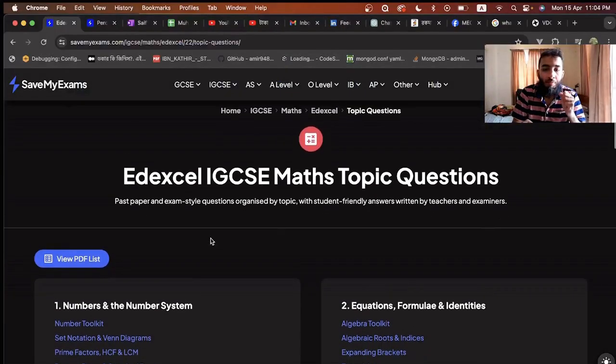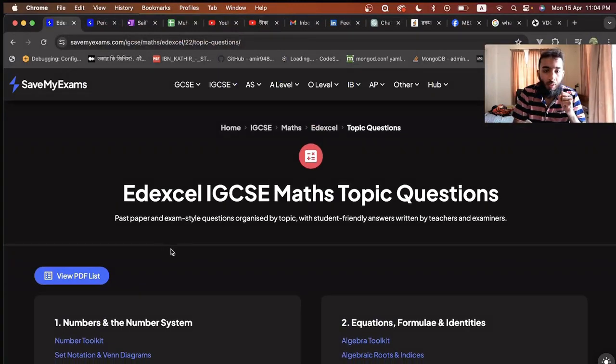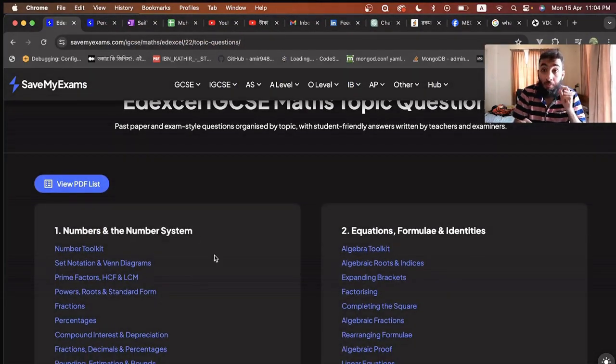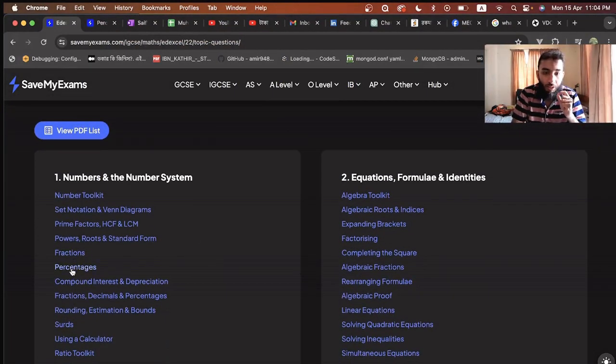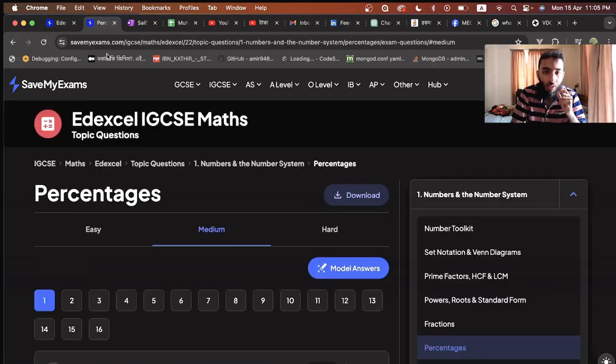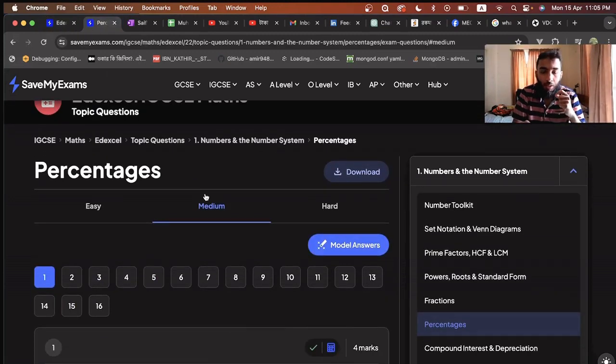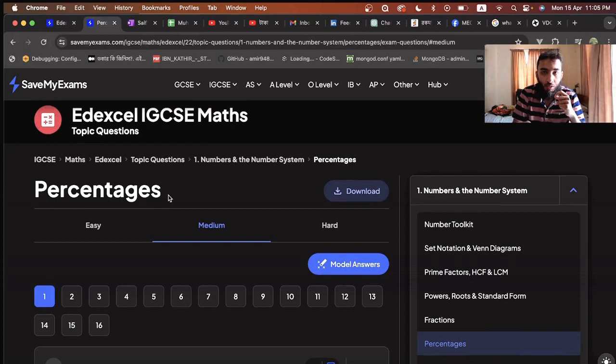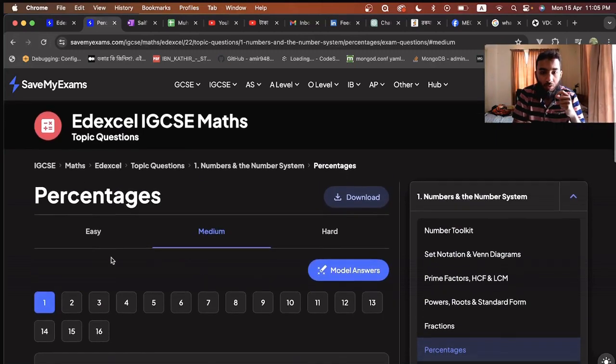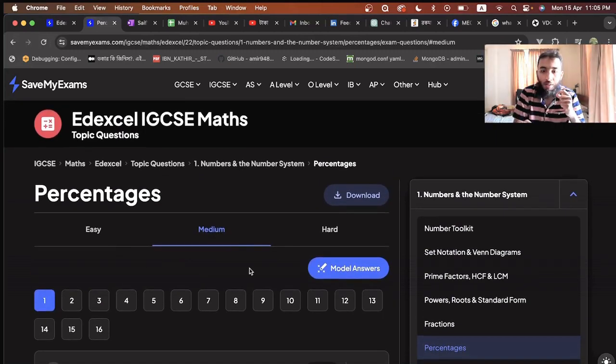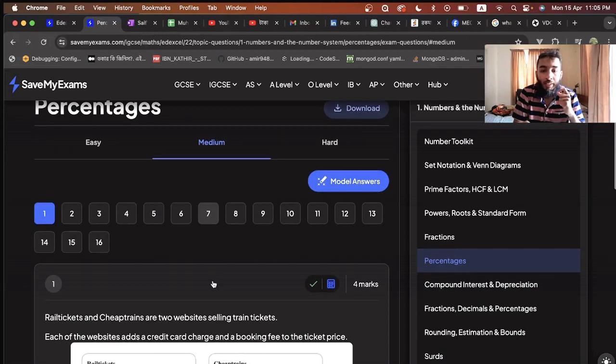If you go to the Save My Exams platform and go to the topic of number and number system and the subtopic after fractions, which is percentages, and open this in a new tab, as I've already done, you can see the concept of percentages is displayed with three categories: easy, medium, and hard. So we will focus on the medium category problems.